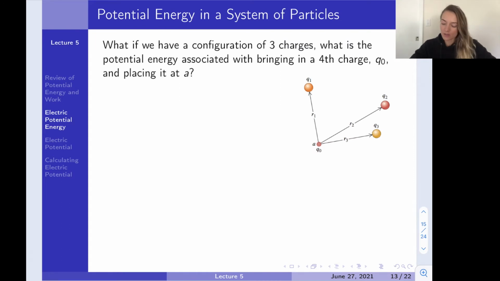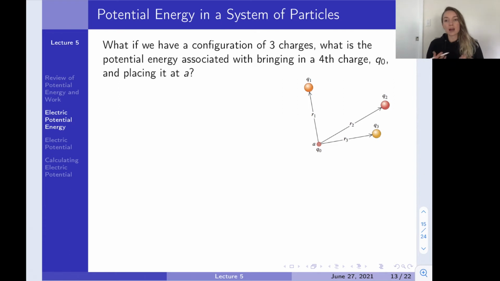All right, so now let's look at the case of multiple charges. So now let's say we have a configuration of three charges. So we have initially Q1, Q2, and Q3. Now we want to know what is the potential energy associated with bringing in a fourth charge, Q0, and placing it at this point A. So this point A is a distance R1 from Q1, a distance R2 from Q2, and a distance R3 from Q3. So what is the potential energy associated with that?